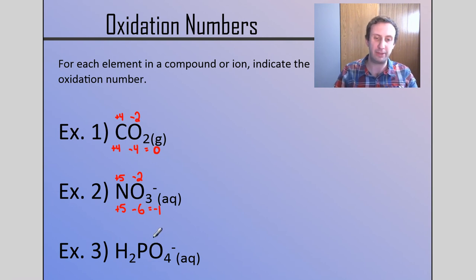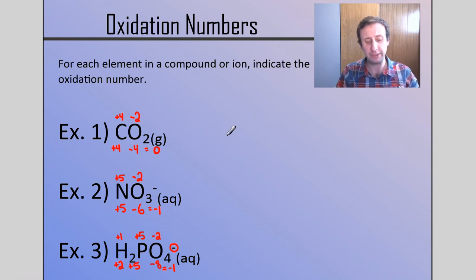H2PO4 minus, I would end up with -2 for oxygen. Based on my rules, I have +1 for hydrogen. So +1 times 2 is +2. -2 times 4 is -8. This whole thing needs to equal -1 because I have a charge here of -1 for the ion. So that means that for phosphorus, it's going to have to equal +5. So positive 2 plus 5 is 7, minus 8 is negative 1.